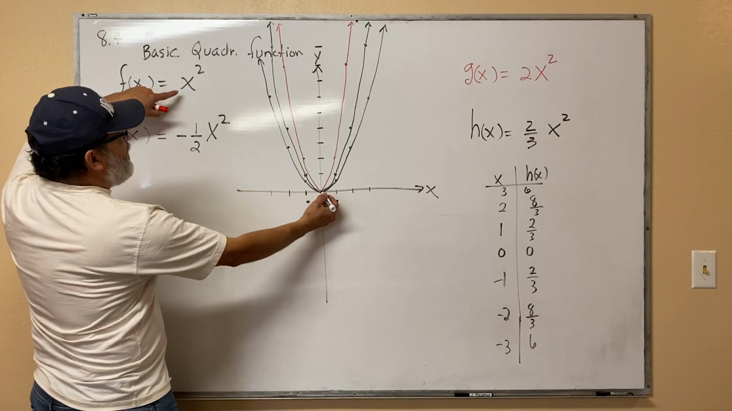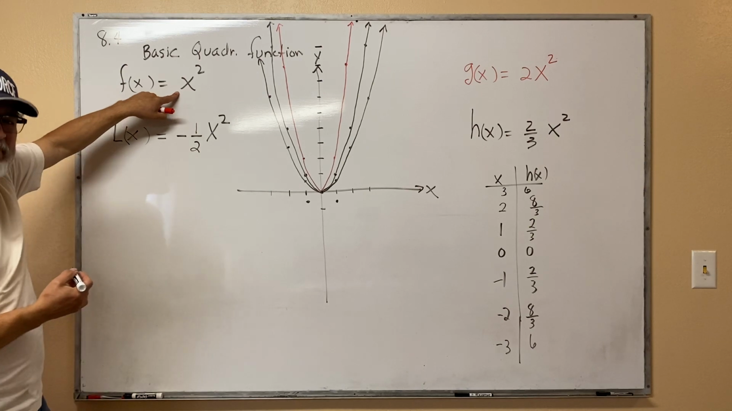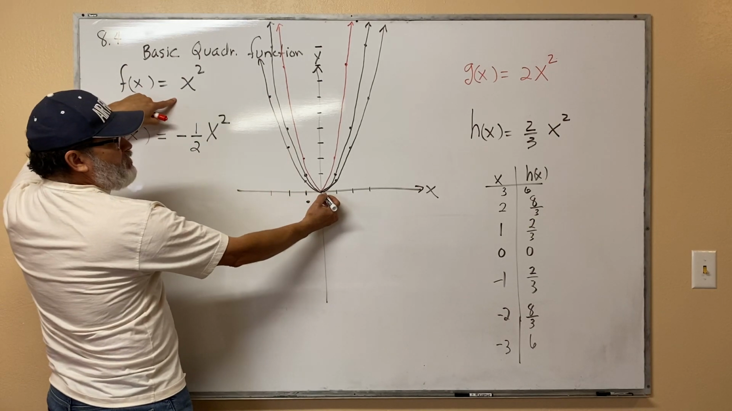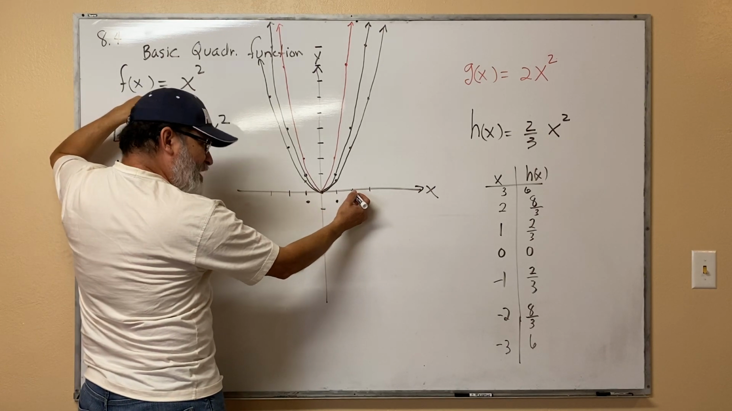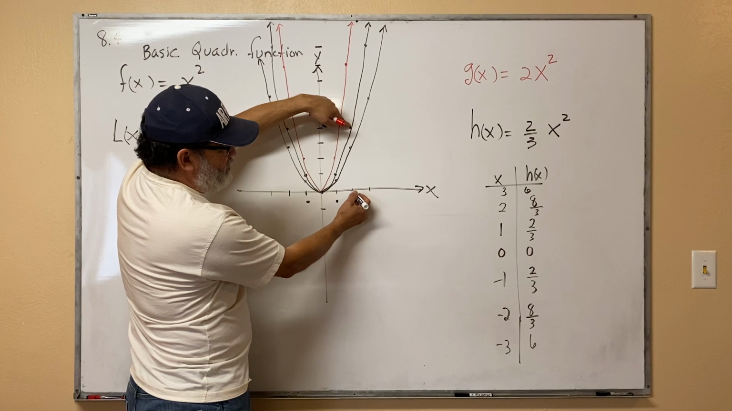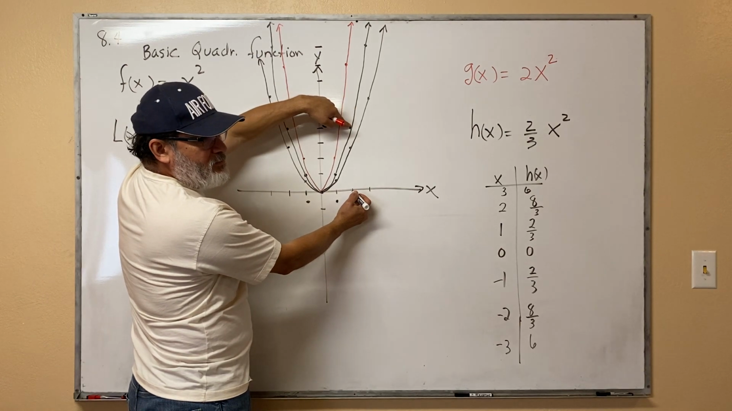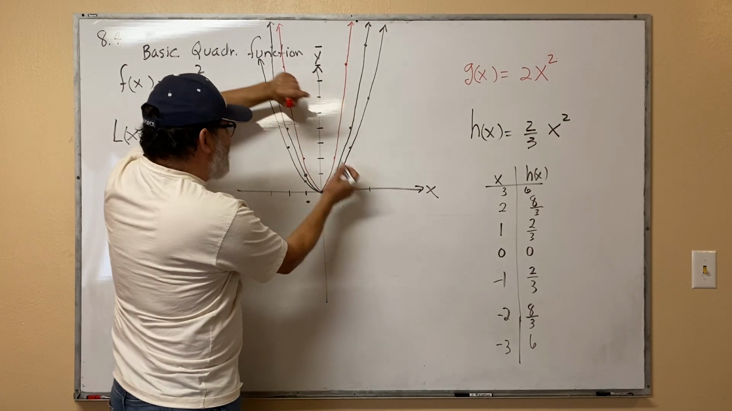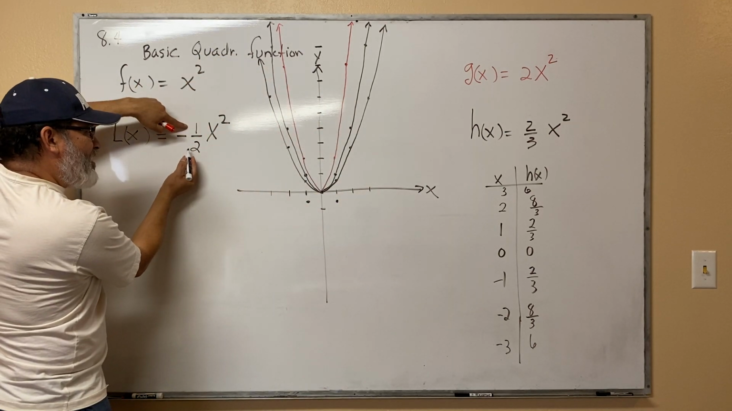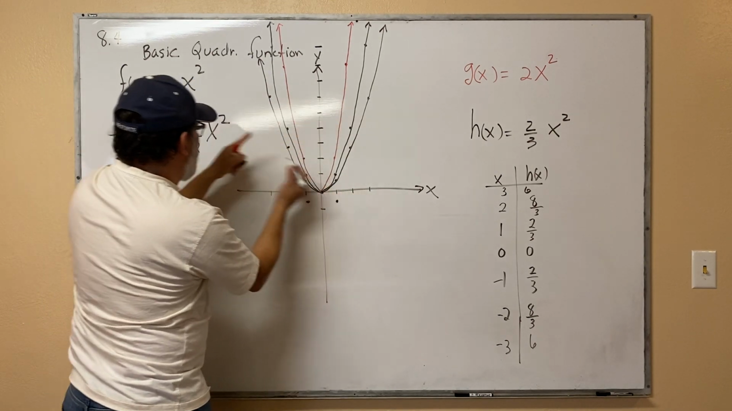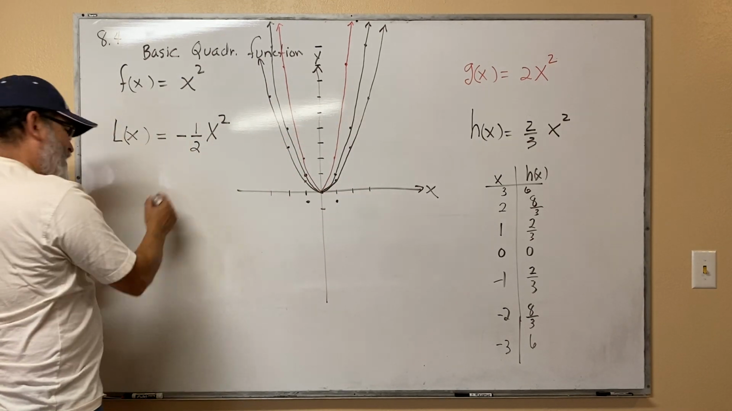Do it again. The basic parabola. We can always guide ourselves with the basic parabola. From the basic parabola, twice to the right, 4 up. Now you take that 4, multiply by negative half to graph this one. What's 4 times negative half?